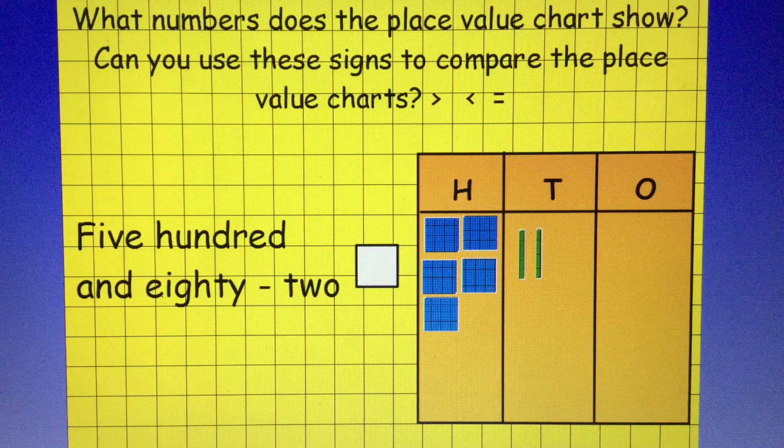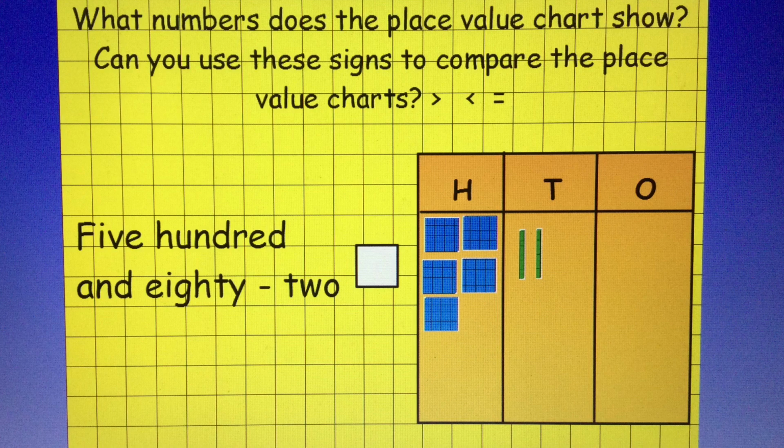This time, the number is shown in words. We have 582. What number is shown on the place value chart? Can you work it out? Yeah, it's 520 because there's 500s and 2 tens.